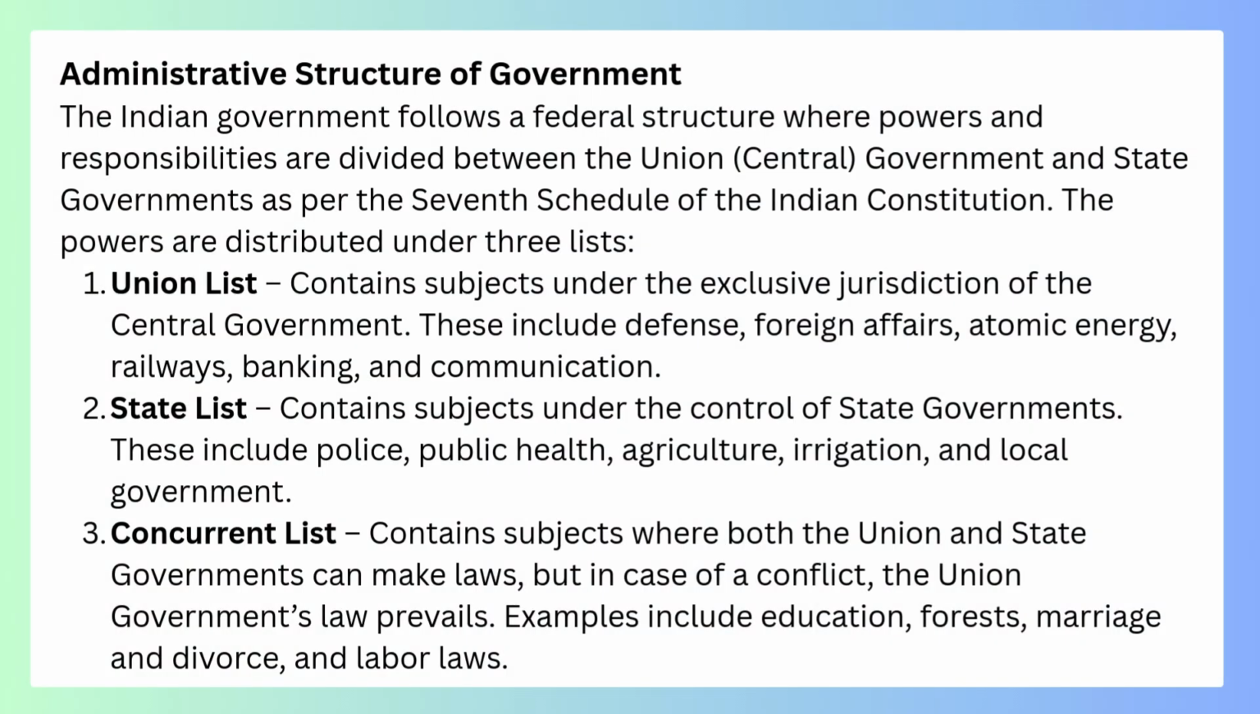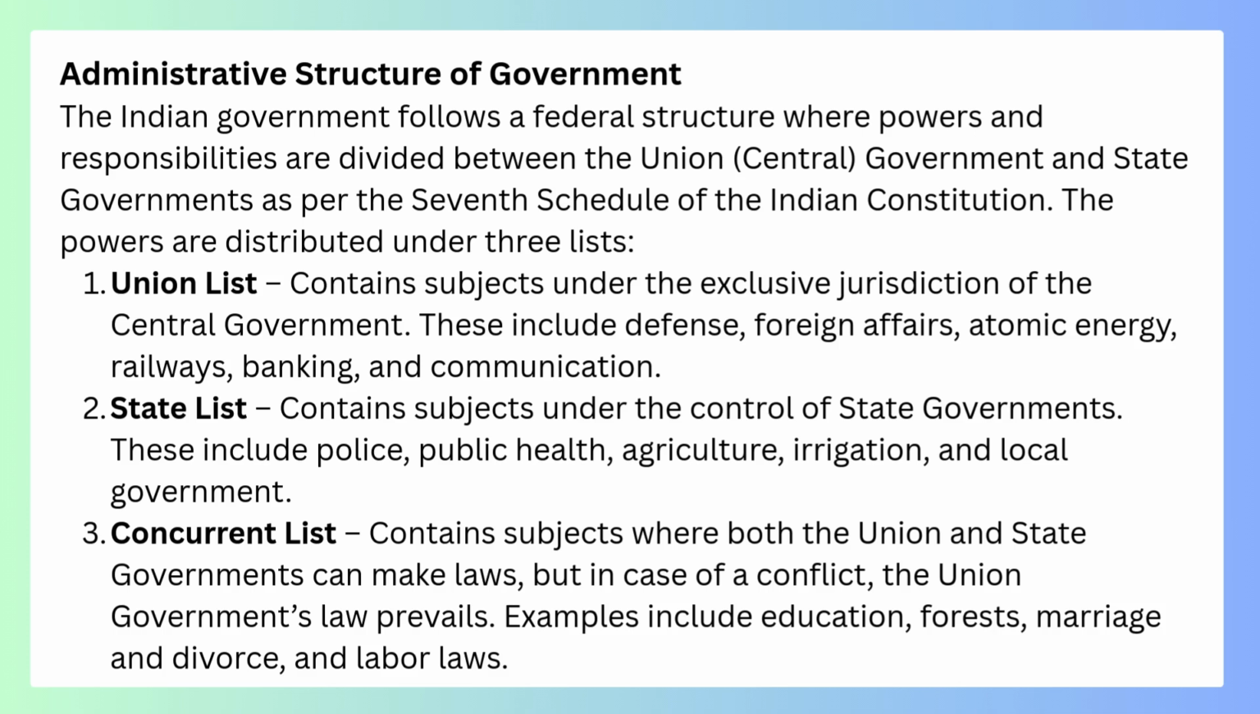Administrative structure of government. The Indian government follows a federal structure where powers and responsibilities are divided between the union, central, government and state governments as per the 7th schedule of the Indian Constitution. The powers are distributed under 3 lists. Union list contains subjects under the exclusive jurisdiction of the central government. These include defense, foreign affairs, atomic energy, railways, banking, and communication.